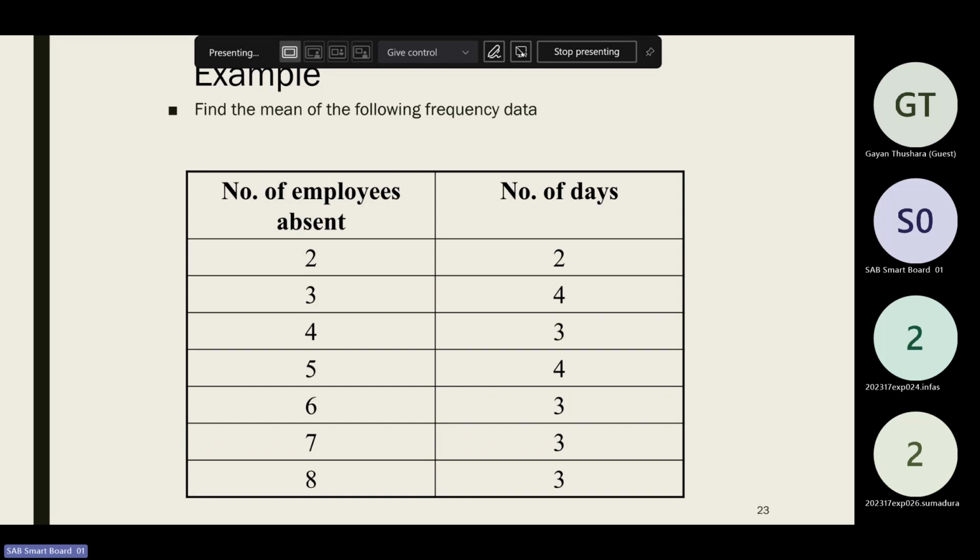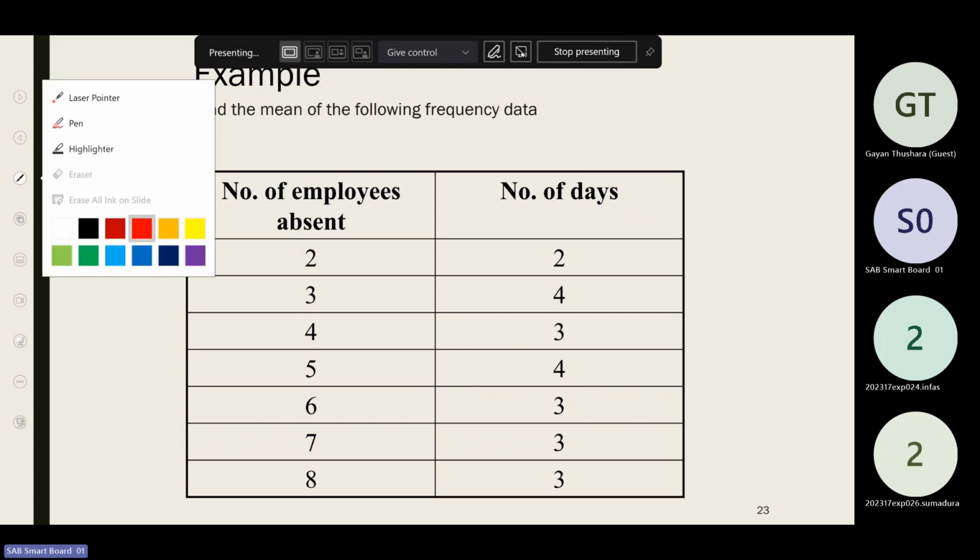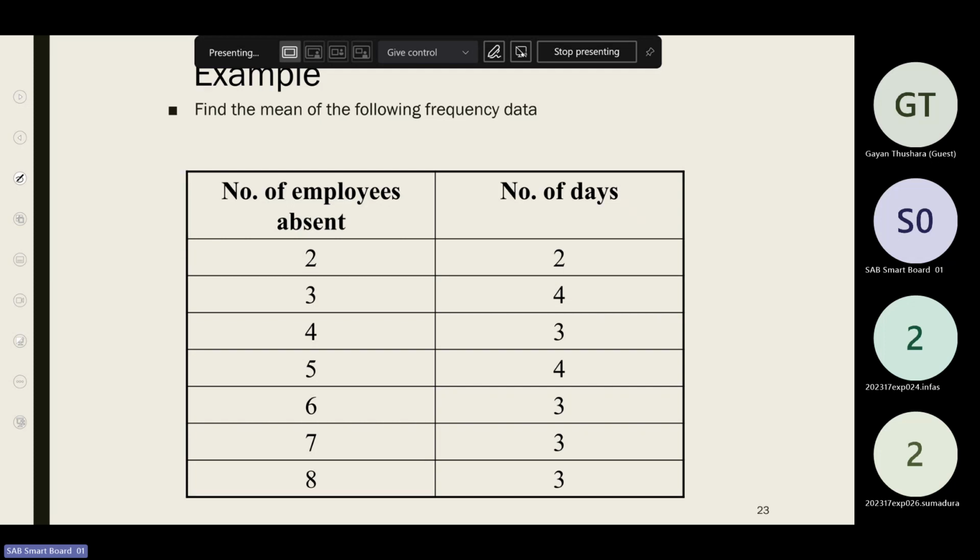Now we have to identify whether this is a population data or sample data. Nothing is given. So we treat this as a sample data and it should be a sample data, because only for 22 days we have the data. So it's a sample data. So if it is a sample frequency type data, then the formula we use is X bar equals sigma fx over sigma f.